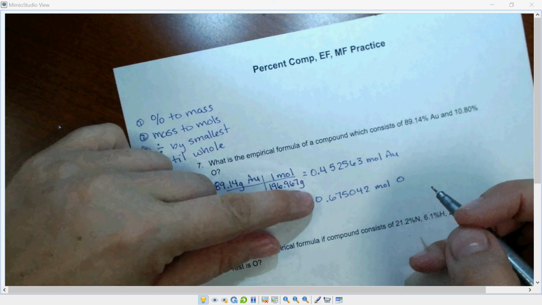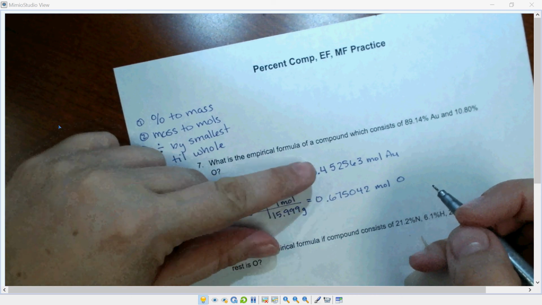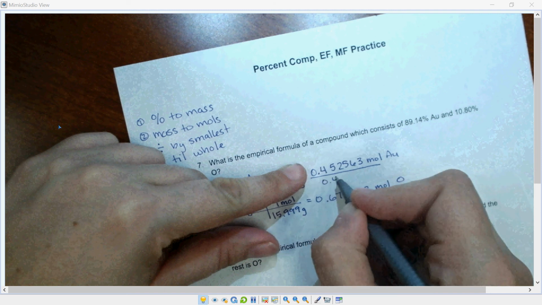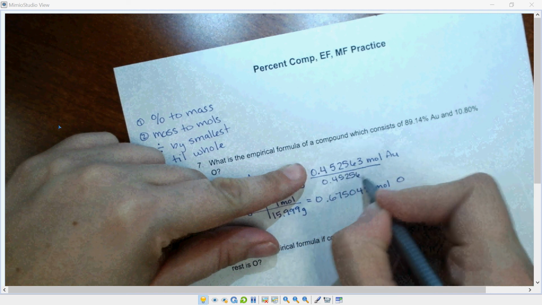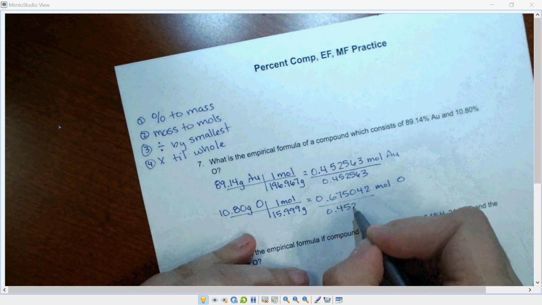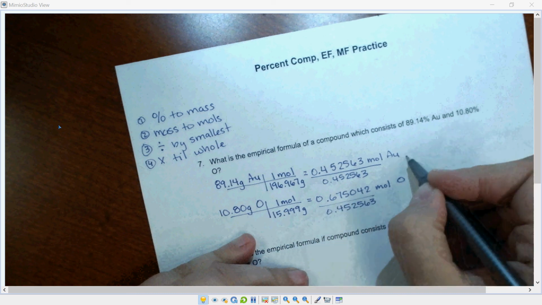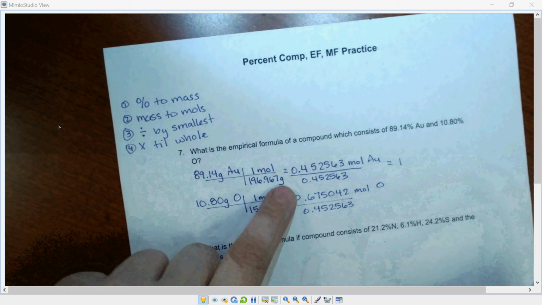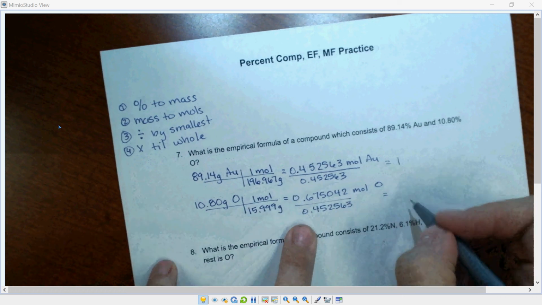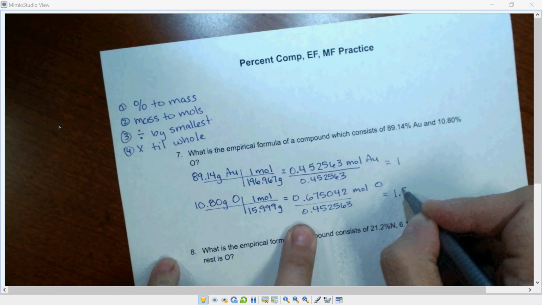If I look at these two numbers, I pick whichever one is the smallest, which is this one, and I divide all of them by that value. So when you divide a number by itself, you get 1. And then when I divide this by that number, I get pretty darn close to 1.5.